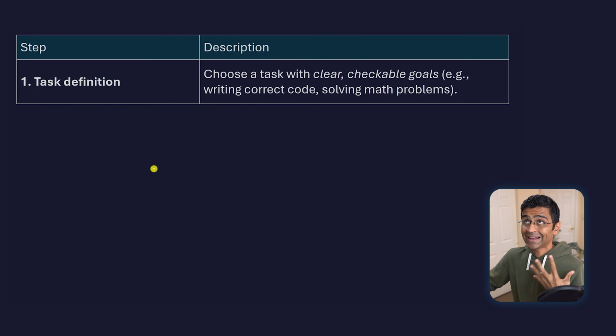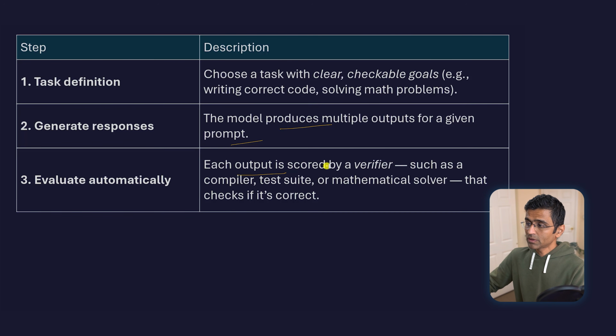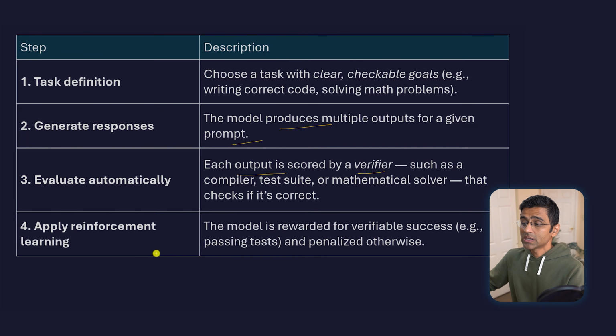You want the LLM to be trained on writing code, and the model will produce multiple outputs. Now each output will be scored by a verifier. Let's say it has written code, you will have a test suite. You will run the test suite, you will run the compilation, and based on the result you will apply reinforcement learning, where you reward the model. If all the tests are passing for your code, you will give a higher reward to your model. So you will use reinforcement learning for this particular technique.